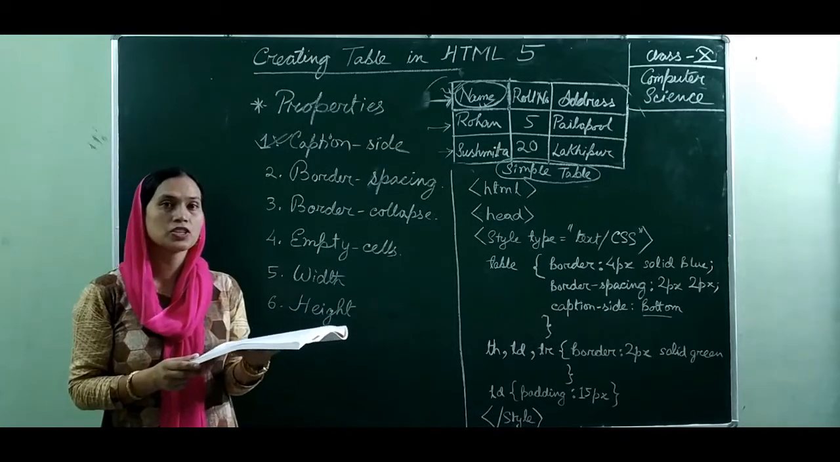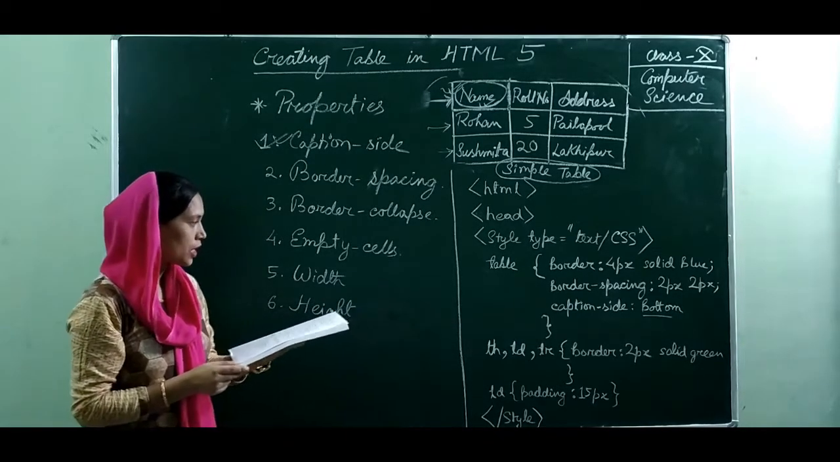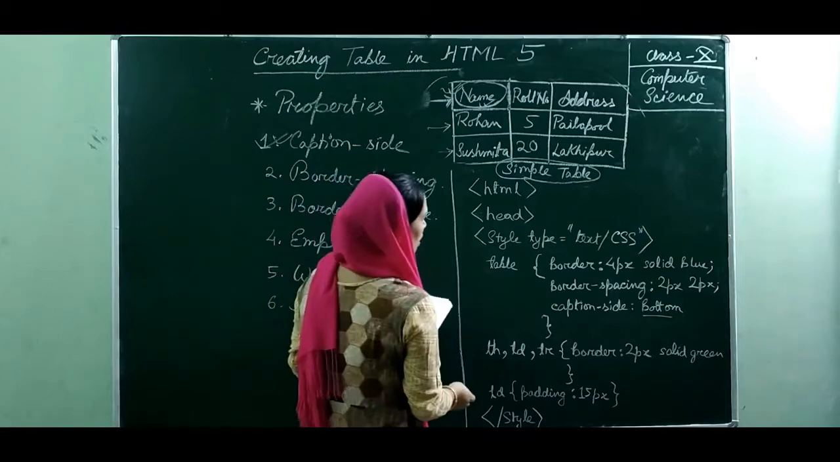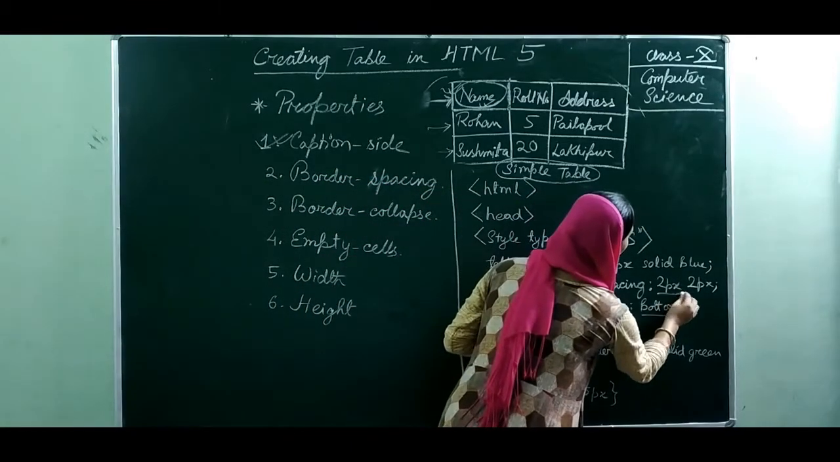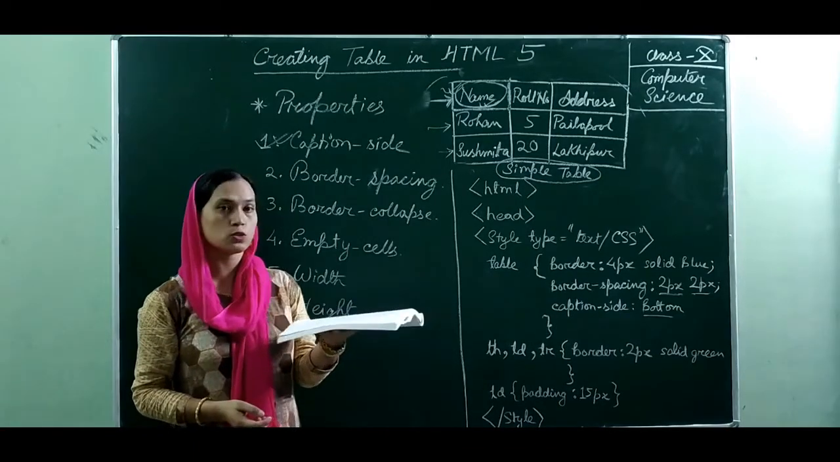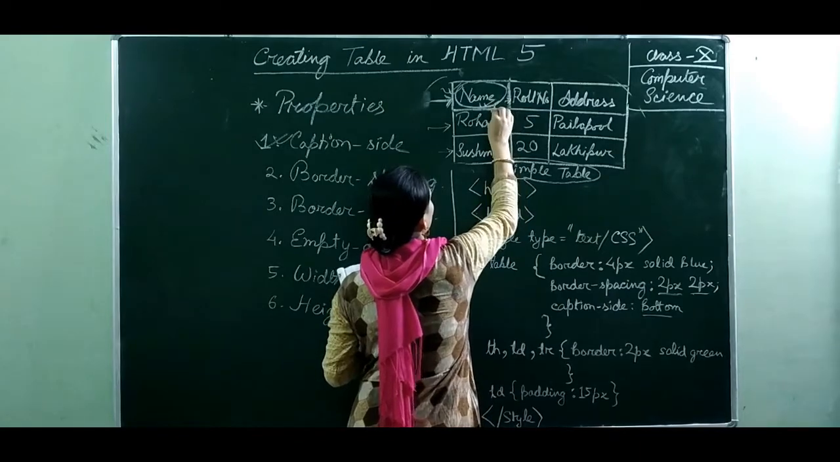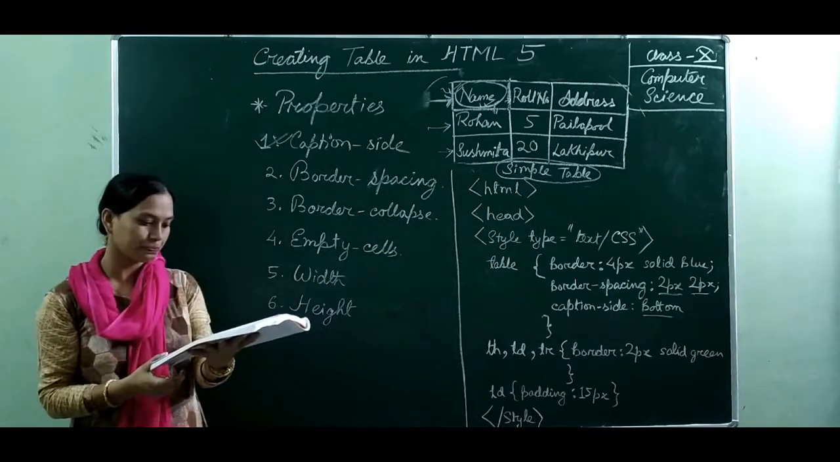In the border spacing, you can give the value with the help of pixels, and the pixel value depends upon you. Here in the example, we are using a border spacing of 2px and 2px. Here 2px means 2 pixels and 2 pixels: 2 pixels for this side and 2 pixels for the other side.